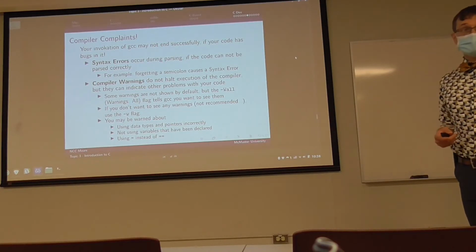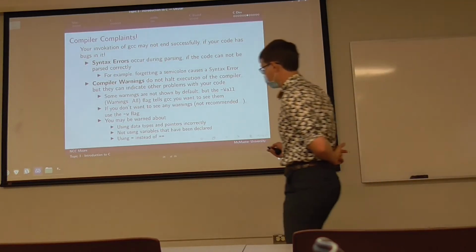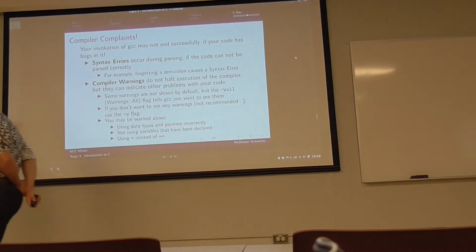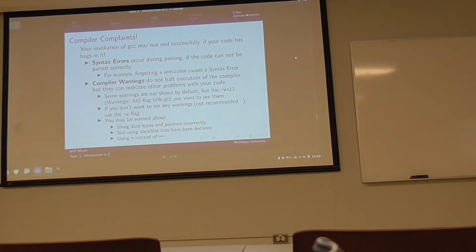These are the types of things that GCC will warn you about. Data types and pointers being used incorrectly. So if you violate a data type, it doesn't cause an error. It causes a warning. So it will still produce an executable. Right? Not using a variable that has been declared produces a warning. It's like, hey, you're declaring memory you're not using.